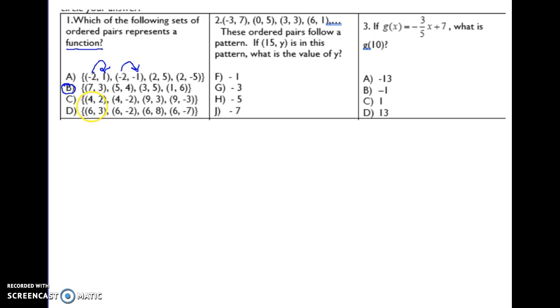Same here with C. An input of 4 gives us 2. An input of 4 gives us -2. So it couldn't be C. And then with D, 6 as an input has an output of 3. 6 as an input has an output of -2. So that wouldn't work. Okay.